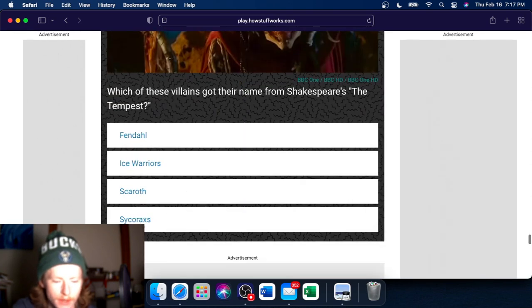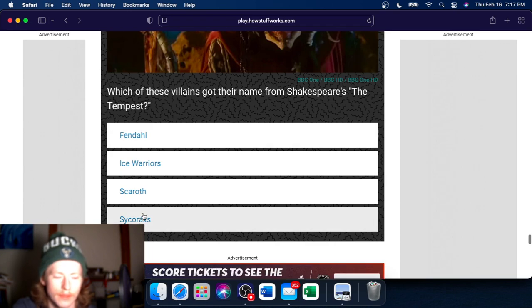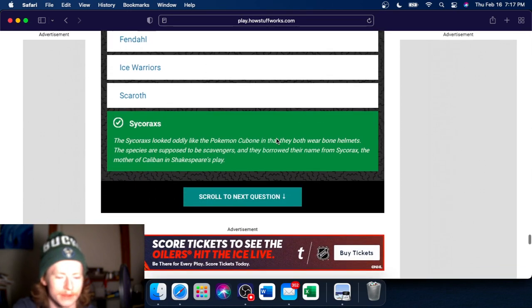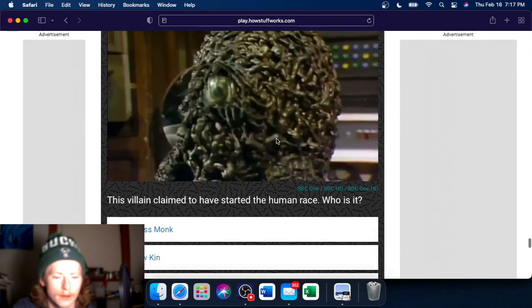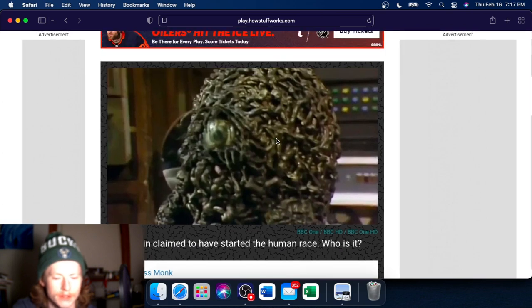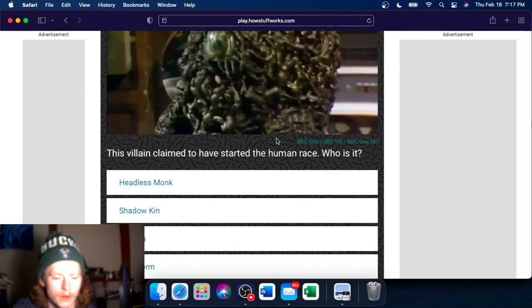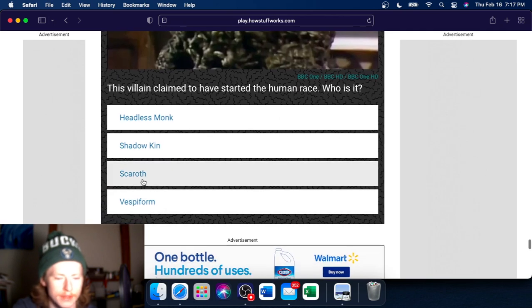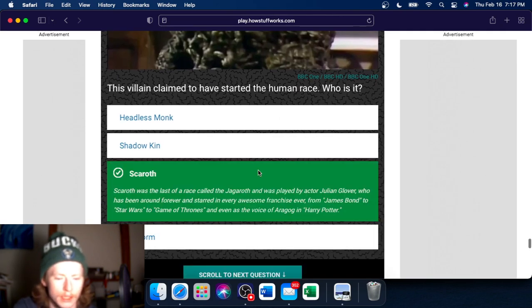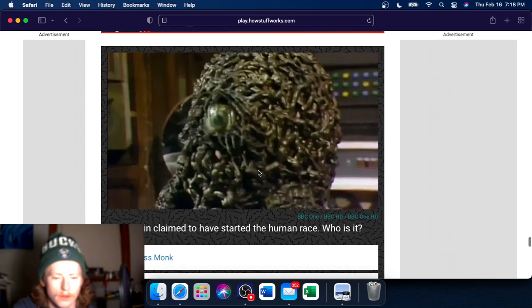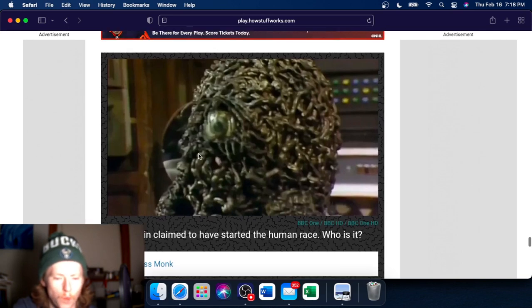Well, there's a picture. It's Sycorax. That is one of the cooler, like, canonical things that they added. That's Alpha Centauri, isn't it? No? Okay, well, it's none of the other 3, so it's going to be Scaroth. That just looks like a really messed up version of Alpha Centauri.